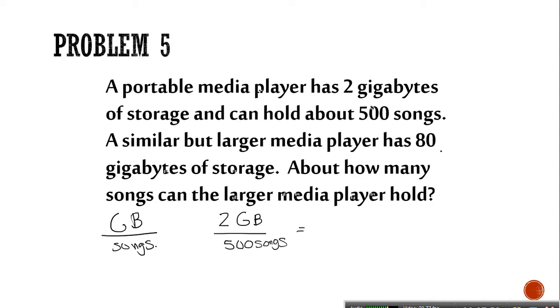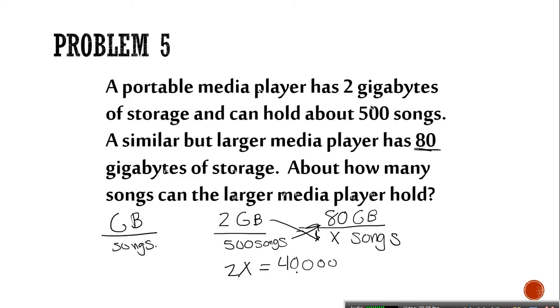My other one now, they say I have 80 gigabytes right here. But they don't know how many songs this can hold. So I'm going to say that's an x number of songs. So now, set it up just like normal. I'm going to multiply my numbers across. I'm going to get 2x equals 500 times 80, which is 40,000 songs. So now I'm going to divide by 2. And I get x equals 20,000 songs.